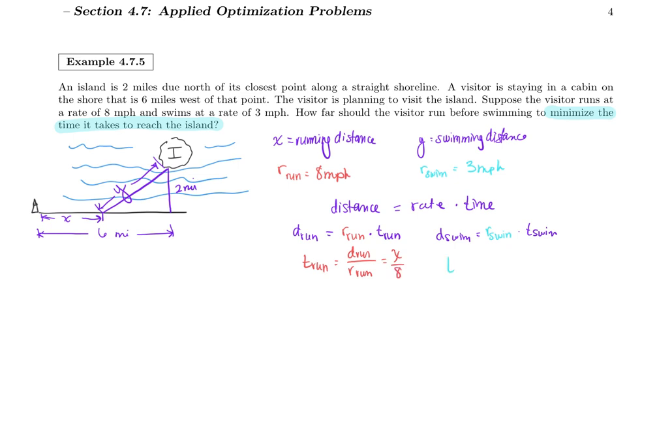And the time it takes for them to swim is going to be the distance they swim divided by the rate at which they swim. In this case, that was the y over 3. So now we have the two components to our time, and we can then add them together to find our function that we're trying to minimize. That would be our objective function.